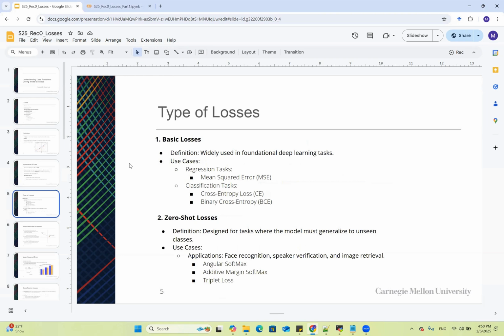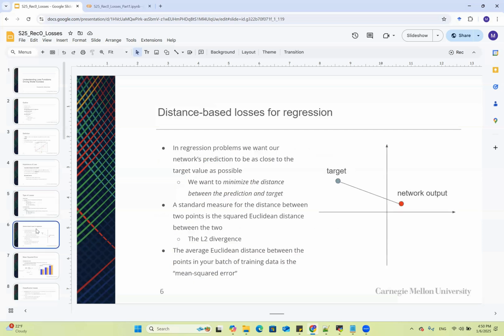The first type, the basic ones, are widely used in foundational deep learning tasks, such as regression tasks and classification tasks. But the zero-shot losses are designed for tasks where the model must generalize to unseen classes, such as applications like face recognition, speaker verification, and image retrieval.